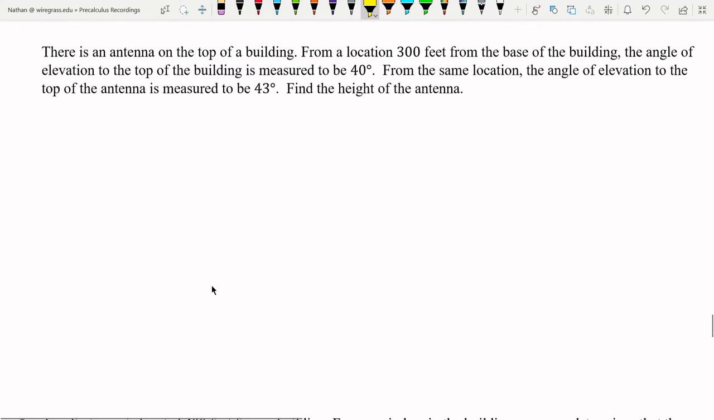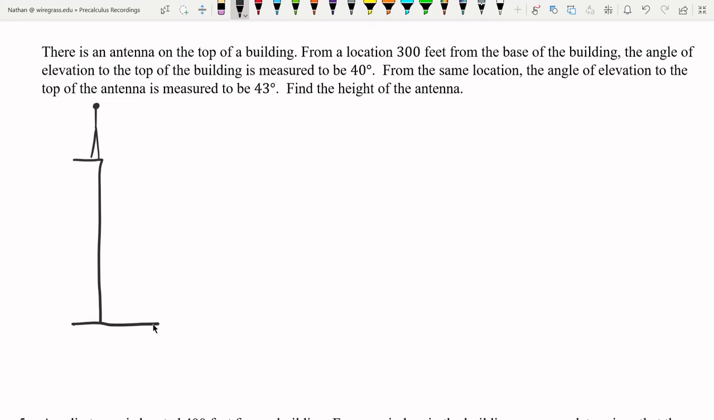Okay, here we have an antenna on top of a building, so I'll just draw a building here. And then I'm going to draw an antenna like this, I guess. Something like that with a little ball on top. And we know that from a location 300 feet from the base of the building, so my building's not quite great. Let me just do it like this.